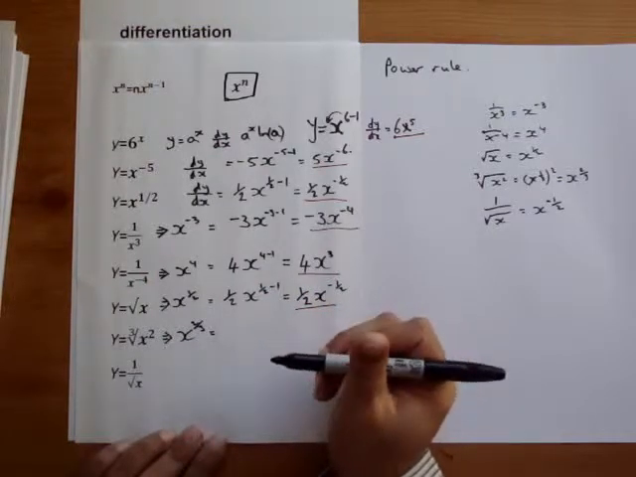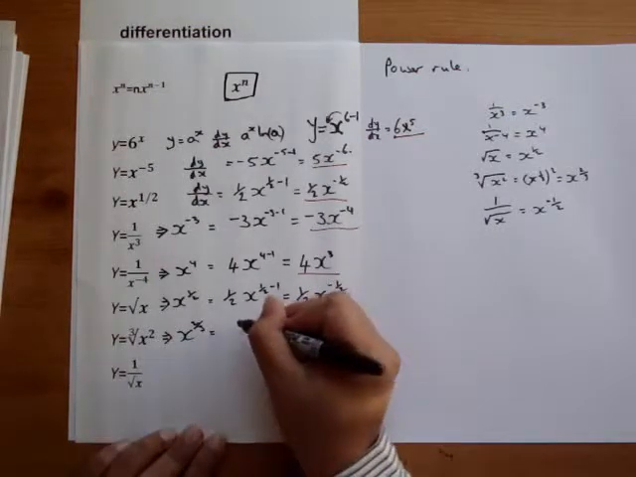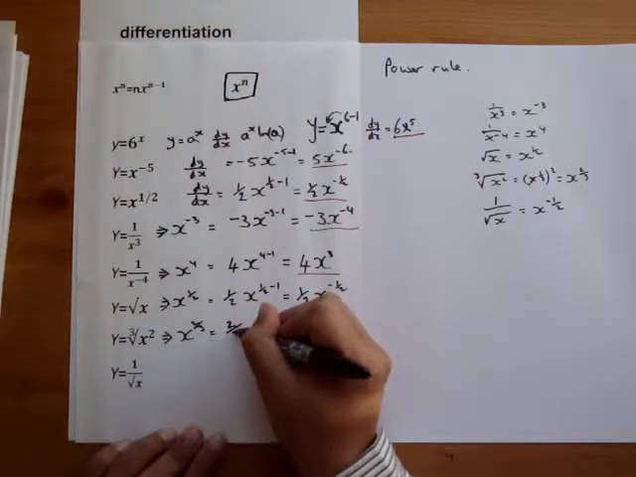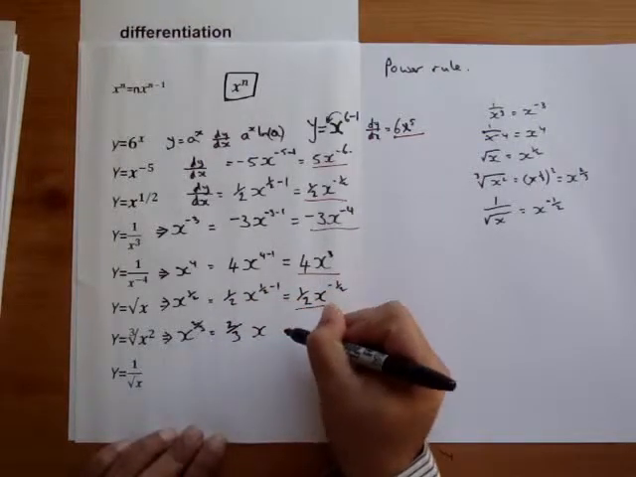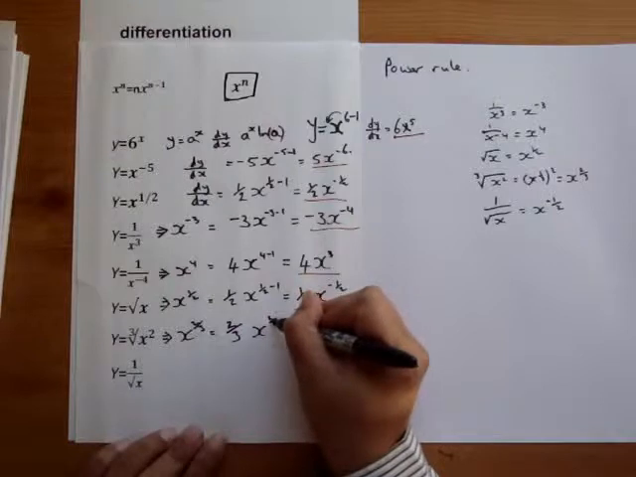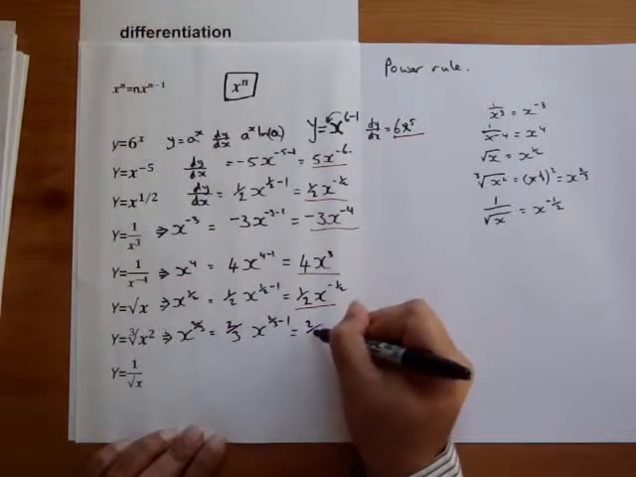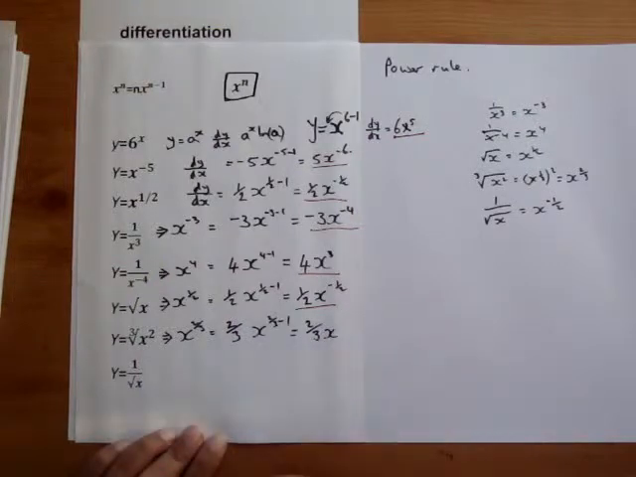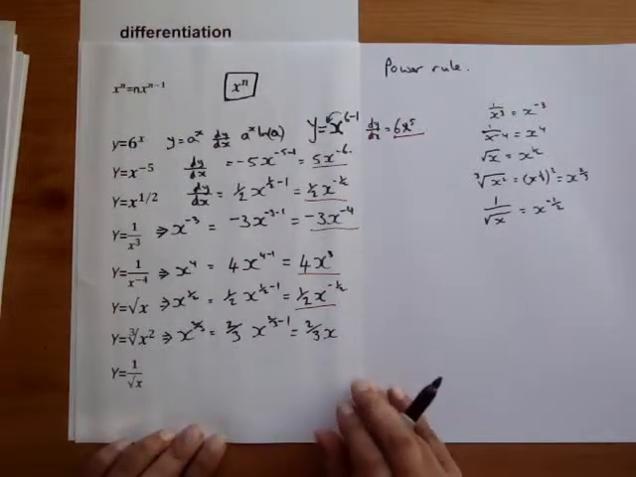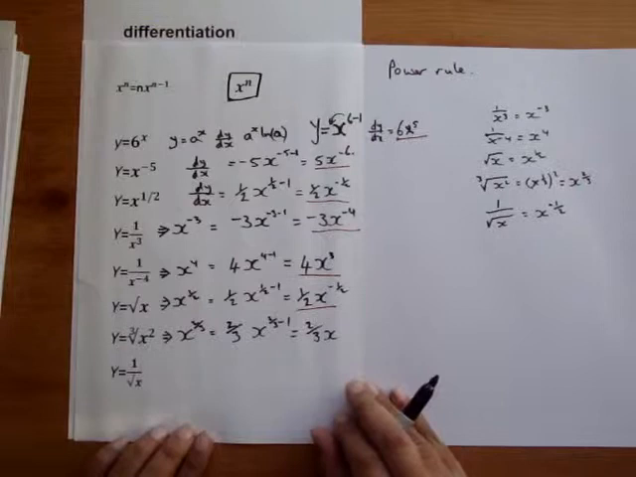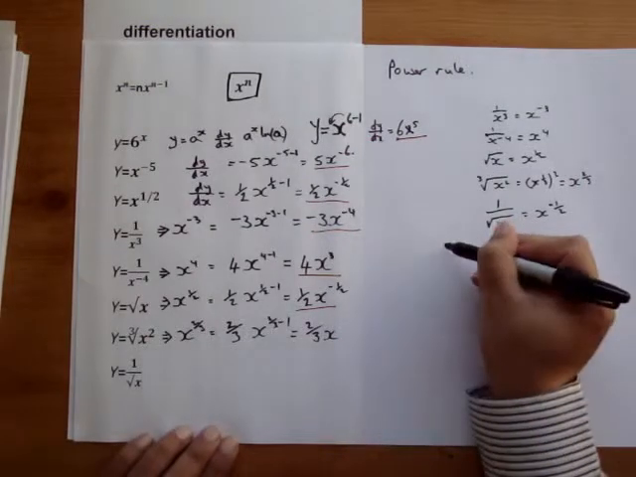Now we can apply the power rule. Bring 2/3 down, x, 2/3 minus 1 equals 2/3 x to the power 2/3 minus 1. Do we know how to do that? If not, let's do some scratch work on the side.